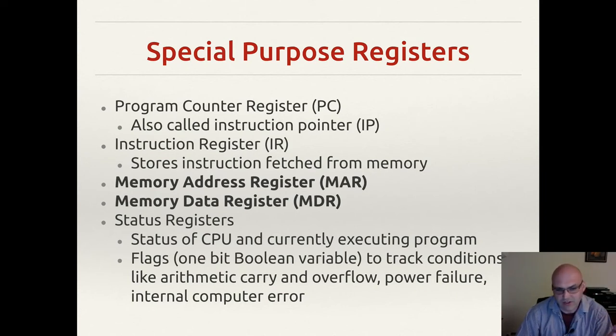There's also status registers that give us the status of the CPU, those flags that we were talking about, out of the ALU. They also keep track of things like power failures. So for example, if you pull the power on the back of your computer, there's actually a flag in there that goes high to denote that there's a power failure. You might be thinking to yourself, well, it just pulled the power. How would it be able to do that since it doesn't have power?